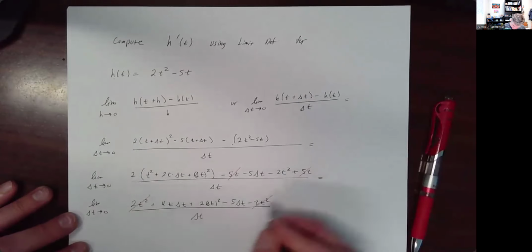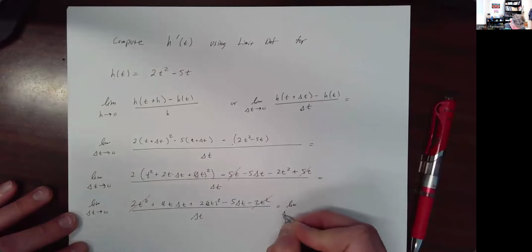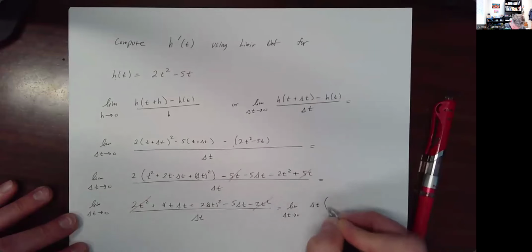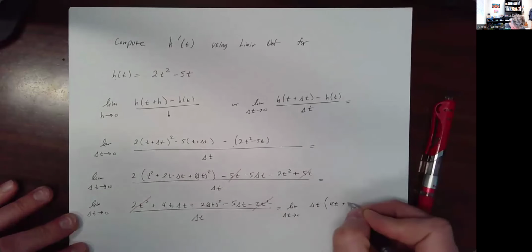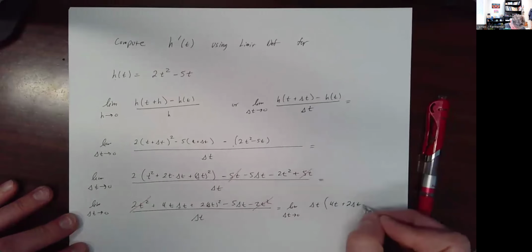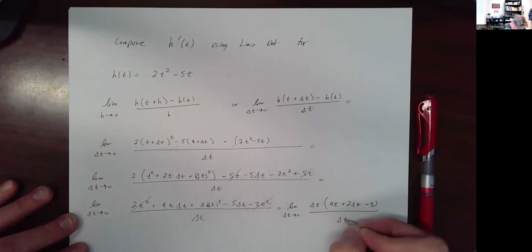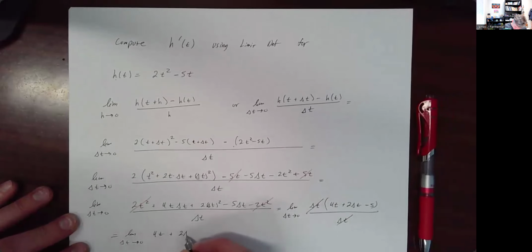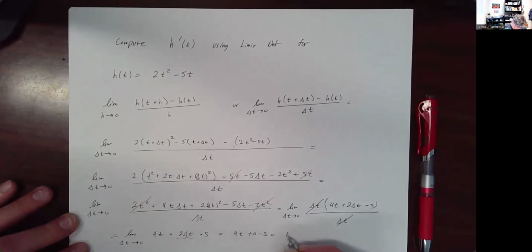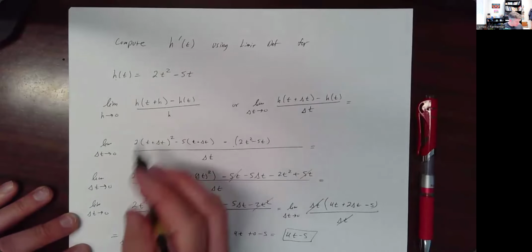Everything has a delta t in it, so I'm going to factor out a delta t from the top, still writing the limit. Here I'm left with a 4 times t, here I'm left with a 2 times delta t, and here I'm left with a minus 5. That divides to 1. We have the limit as delta t goes to 0 of 4t plus 2 delta t minus 5. This part's going to go to 0, so we get 4t plus 0 minus 5, or 4t minus 5, which is exactly what we expected the derivative of 2t squared minus 5t to be.